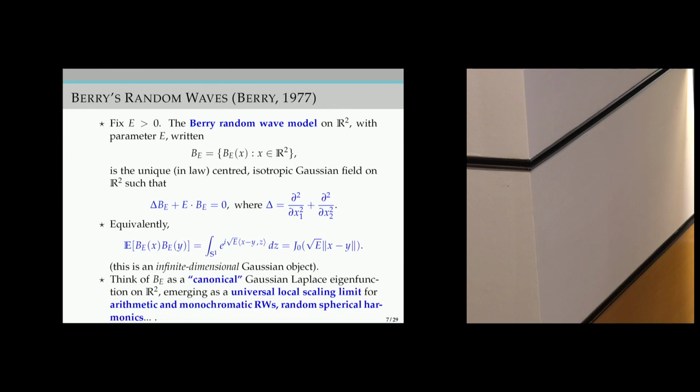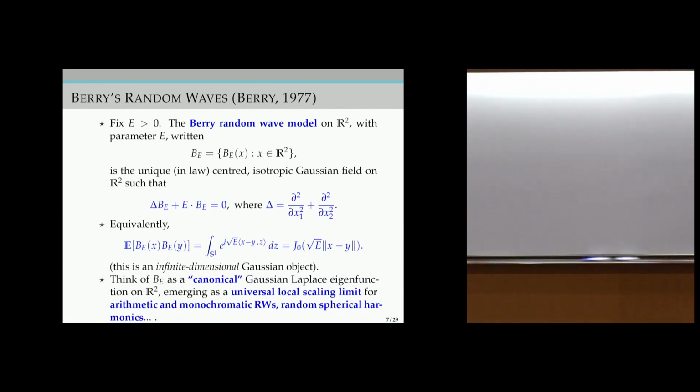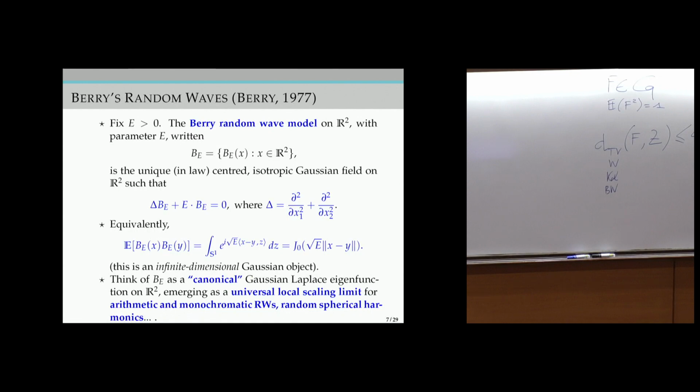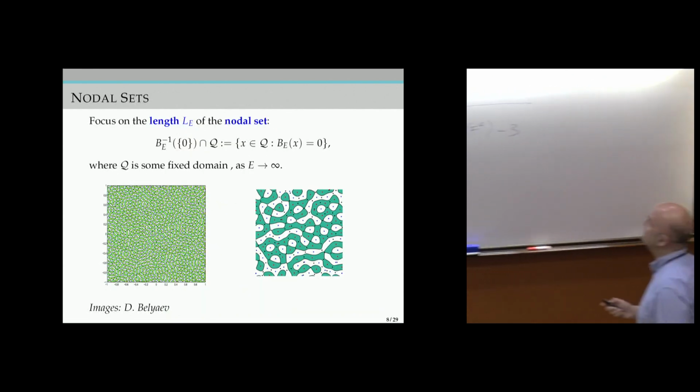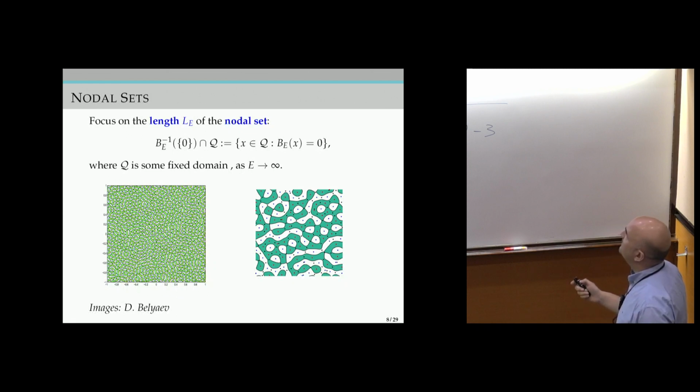This is the zero set. So we are looking at the zero set of this object which is defined on the plane. So we are interested in understanding what happens to this zero set whenever we let the eigenvalue E go to infinity.